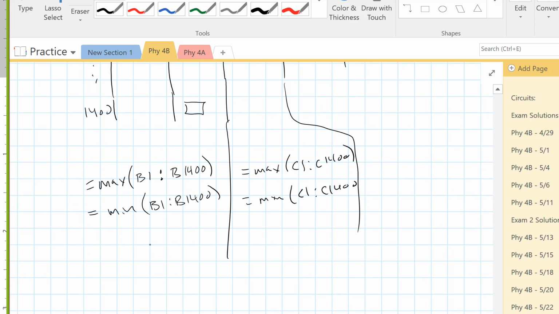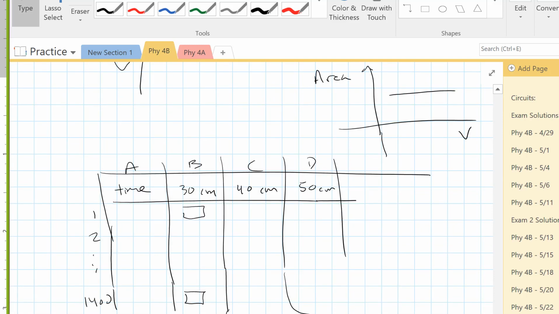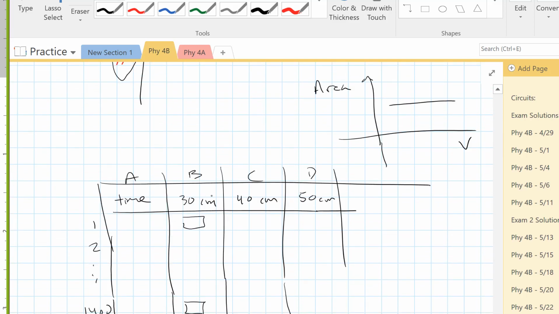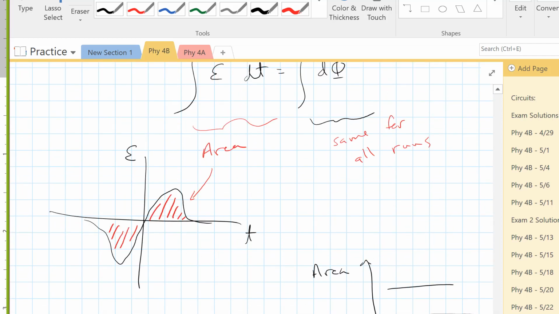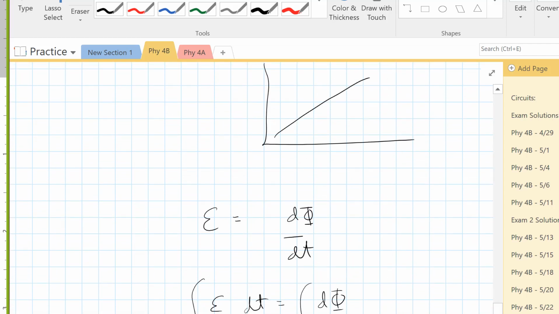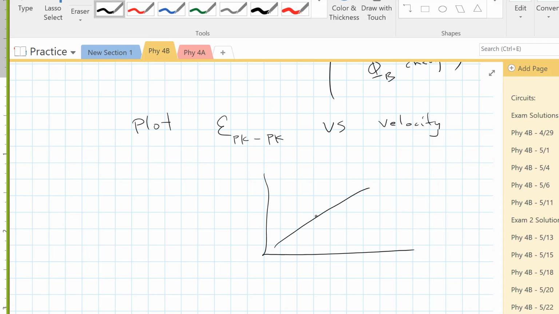So you get one data point here, right? This is one data point for each column. So you get a peak to peak for 30 centimeters, a peak to peak for this column, a peak to peak for this column. I forgot how many columns there are, 6, I think. You get 5 data points, and you're going to plot 5 data points on a graph like this.